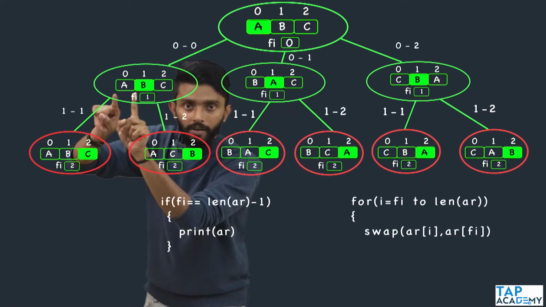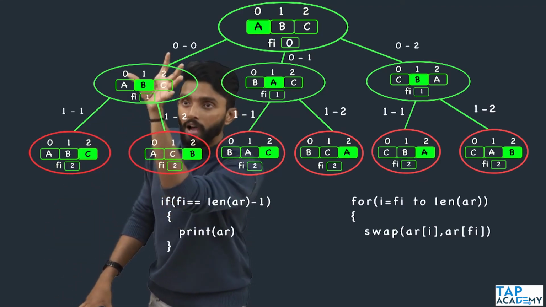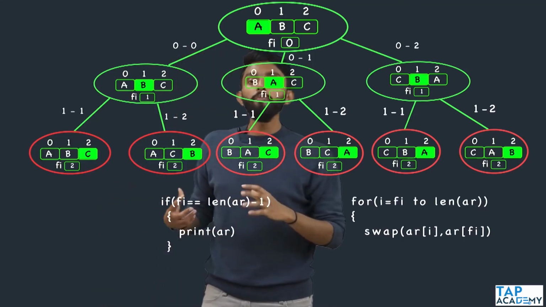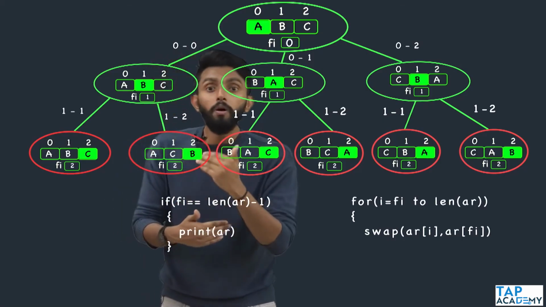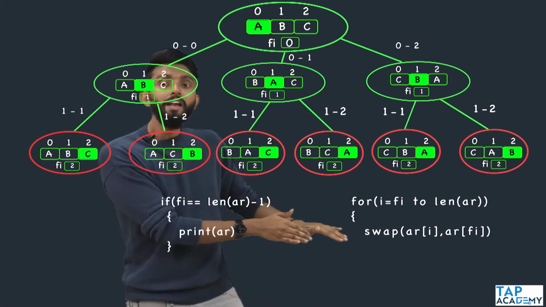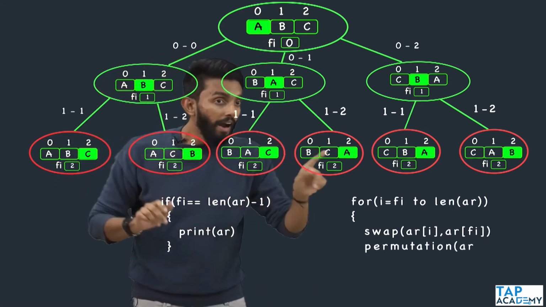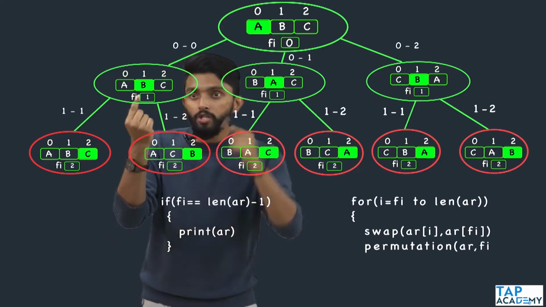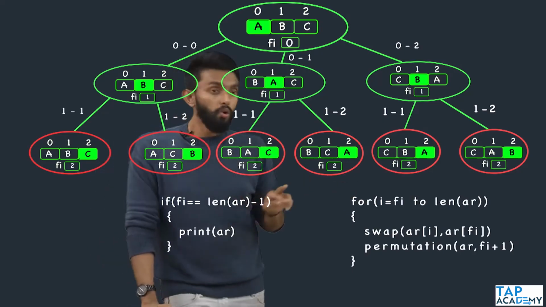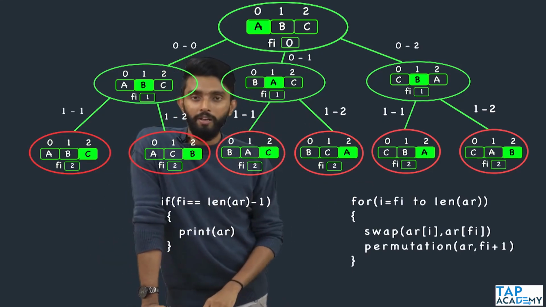You have fixed one element. After fixing, now the second element you have to fix, which means again the same process has to repeat. Let us assume we call this function permutation. Would you agree? Recursively again I must call permutation, pass the array and pass the fixed index value plus 1. I have to increment it by 1, so fi plus 1. And anyway, the base condition you have seen.